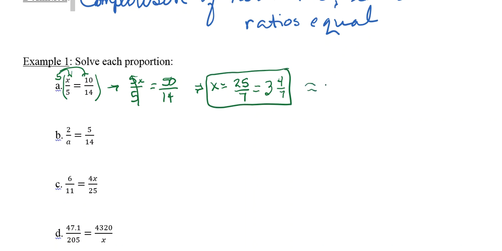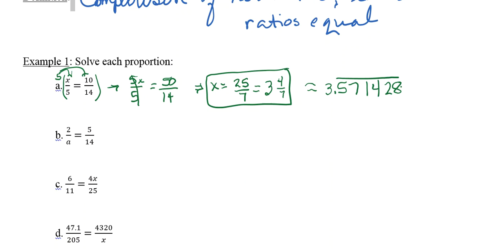It looks like this. It's 3.571428 before it starts repeating. So that would be its exact form. I would say it's easier to go 25 sevenths or 3 and 4 sevenths, but you can make your choice. Now that works out nicely when your variable's on the top.